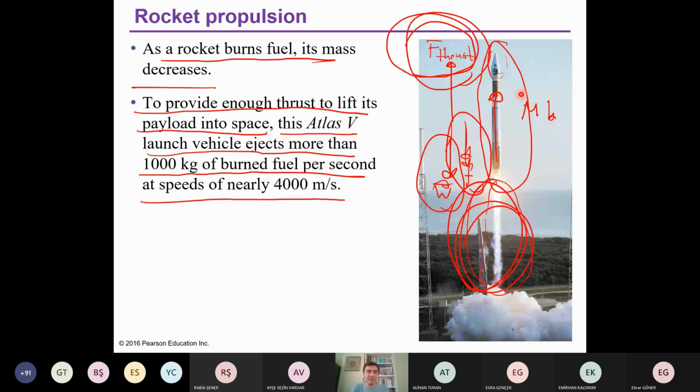Do you have any questions about this part? If not, I will continue with these two examples.